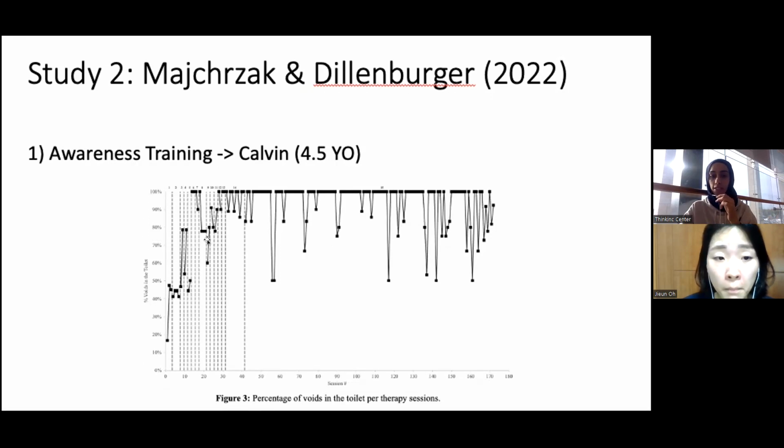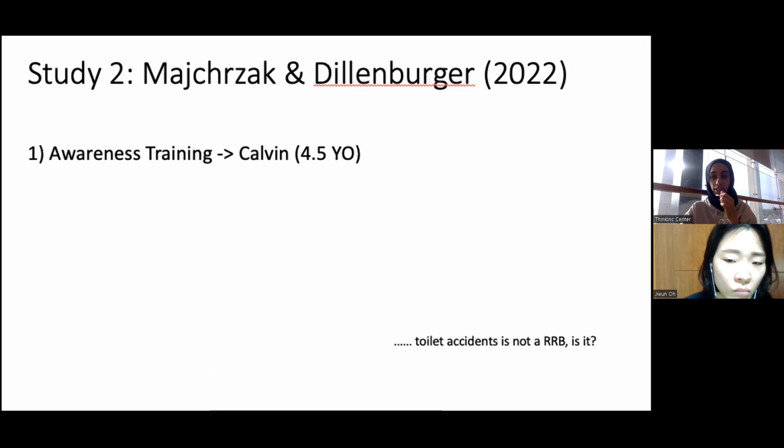And the graph shows that in baseline, he used to have accidents more often, then he had a lot more successes, like 100%, most of the sessions he would void in the toilet. So their result for the first study for awareness training indicated that it was successful. However, I found it very confusing because the child was just not toilet trained. At no point in the paper did it indicate that toilet accidents was a restricted or repetitive behavior.